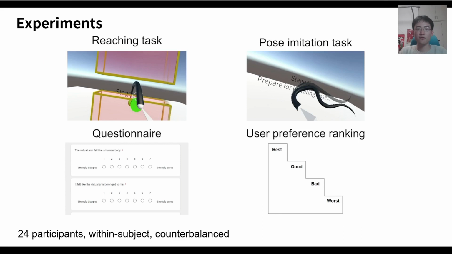In our study, 24 participants operated four mapping conditions using a within-subject design. Each condition was evaluated based on a reaching task, a pose imitation task, a questionnaire, and a user preference ranking. Finger movements were tracked using the Manus Quantum Metagloves.